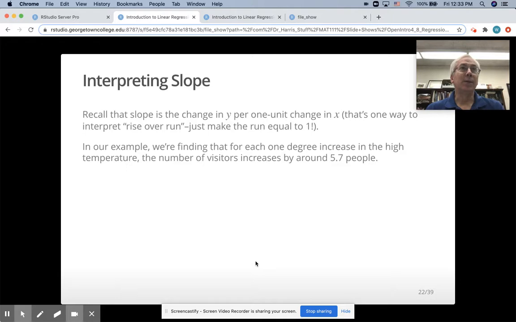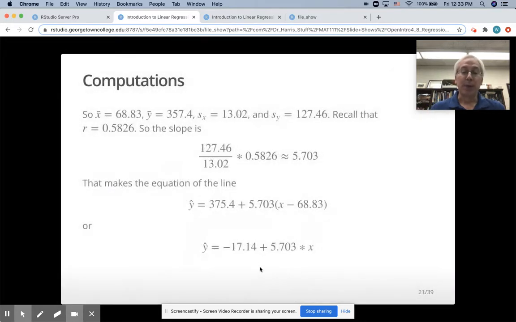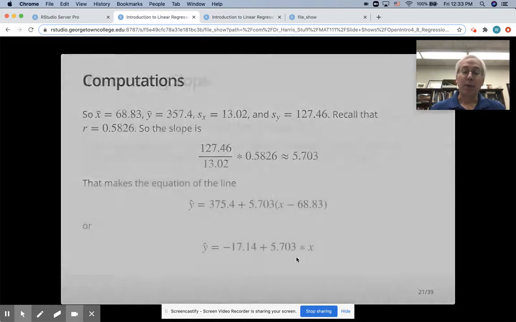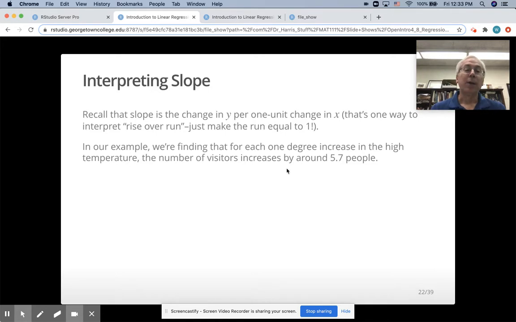And so what we're saying is for every 1 degree increase in high temperature, the slope is going to be the increase in the number of visitors. And so since our slope is about 5.7, that means for every 1 degree increase in high temperature, the number of visitors on the rails to trails will go up by about 5.7 people. That's what the line predicts. So I can think about this 5.7 as 5.7 over 1. So when I raise temperature by 1, I raise people by 5.7.